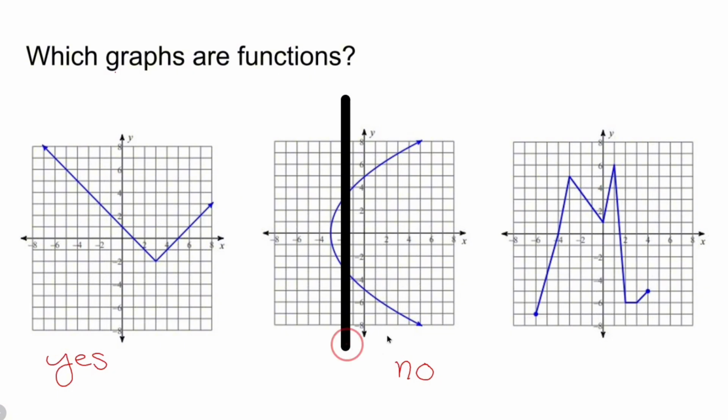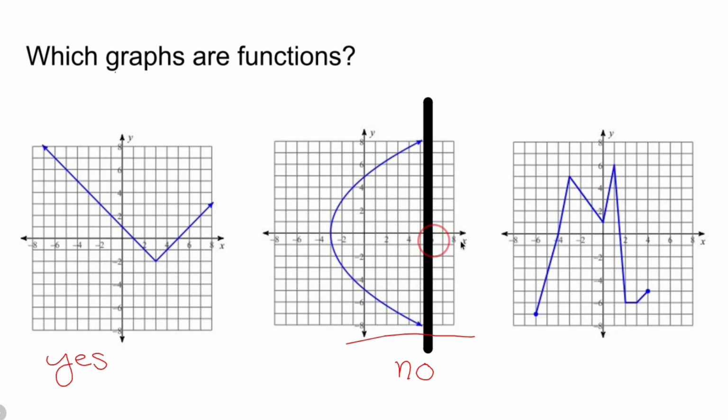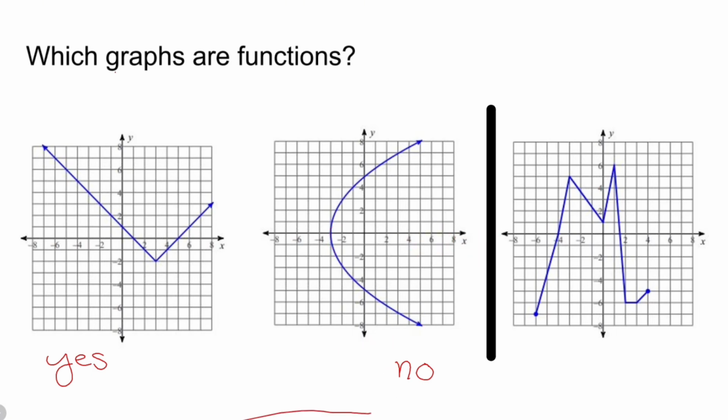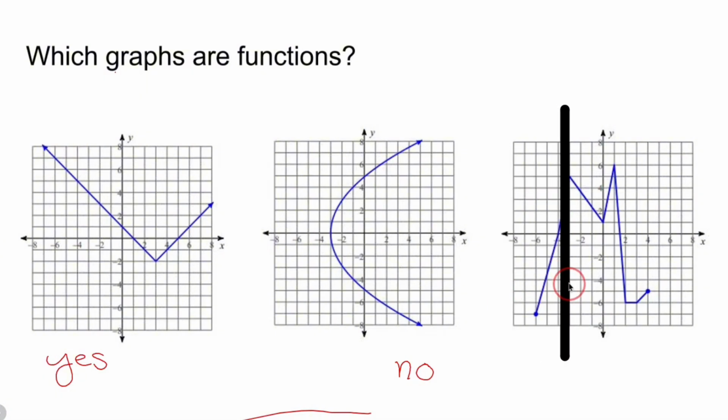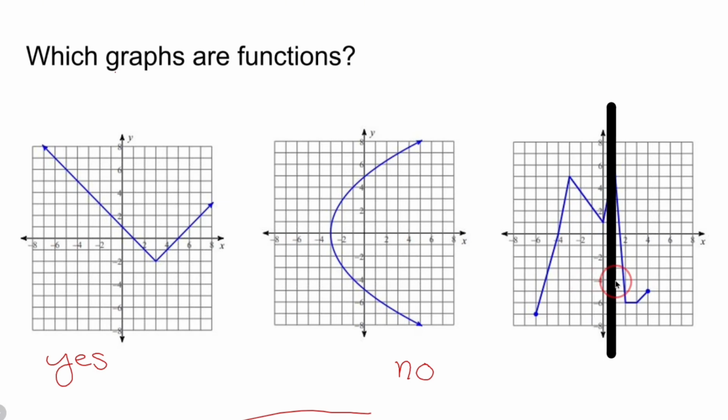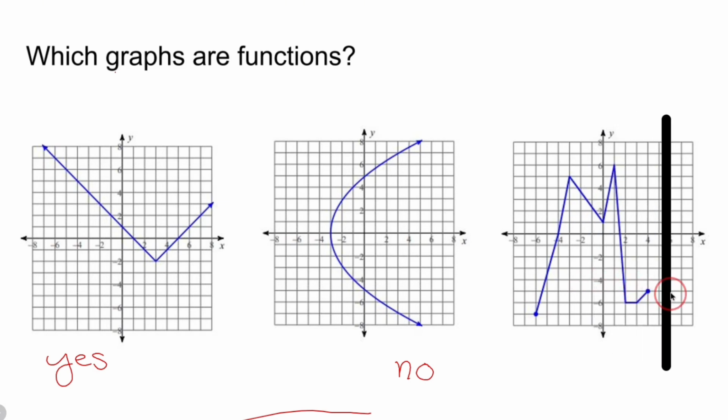All right, so let's move this over. Let's get rid of this line and pretend that I didn't do it. Now let's do this one more time. I'm going to take my vertical line and pass it through this mess of an equation and see if it hits the blue line more than once. Beep, beep, beep.